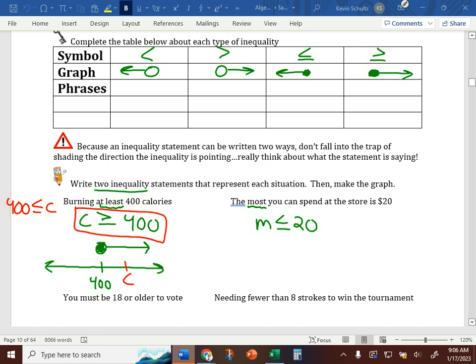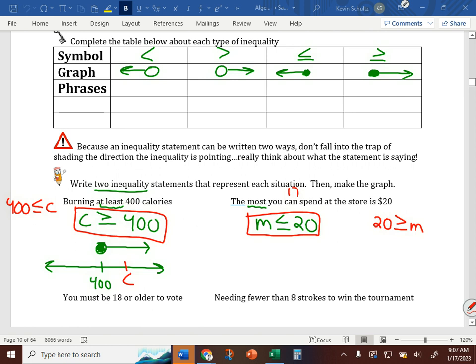What's the second way you could write this? Nick? 20 is greater than or equal to m. Okay? Because whatever you spend, if the most it can be is 20, let's pick a sample answer, 17, right? 17 fits this. 17 is less than or equal to 20. 20 is greater than or equal to 17, right? So both inequalities work. This one makes more sense in our heads. So let's use that one to graph it.